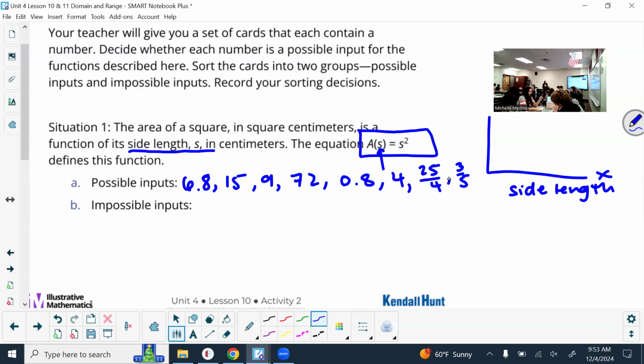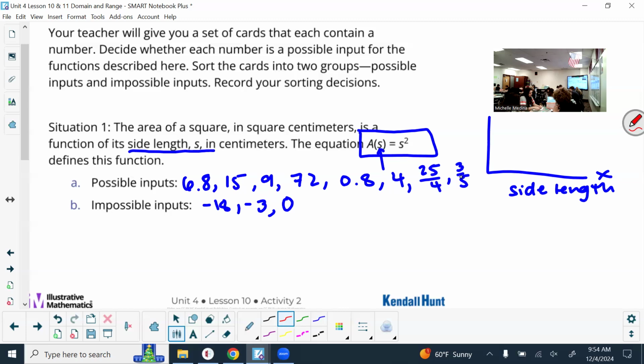Table 9, what are some impossible inputs or side lengths? All right, any others? Oh, negative what? All right, any others? I guess you're right, yeah. We can't have 0. We can't measure something for length and get 0, I guess. Any others out there? Class? Sorry, what? Because I don't have the list in front of me, so I'm going based entirely off of what you said.